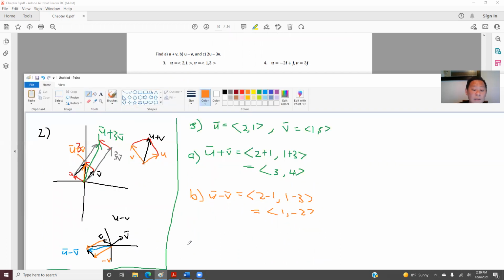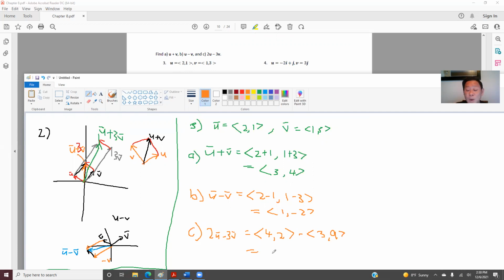And if a question wants you to write this as 2u minus 3v, what you do here is you multiply the 2 into the u. So the u is this. So you multiply 2 inside, you will get 4, 2. Okay, so 2u means you take the u component and you times it by 2. Minus 3v, so you multiply this component by 3. So it becomes 3, 9. So kind of distribute the 3 into the first and second component.